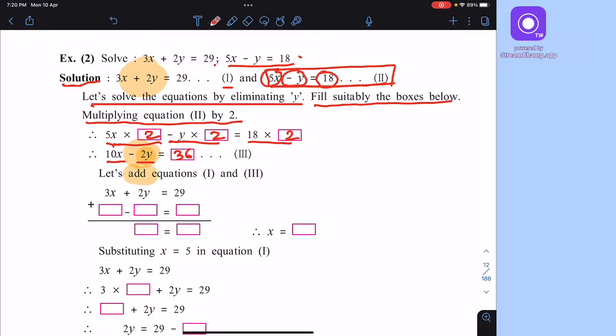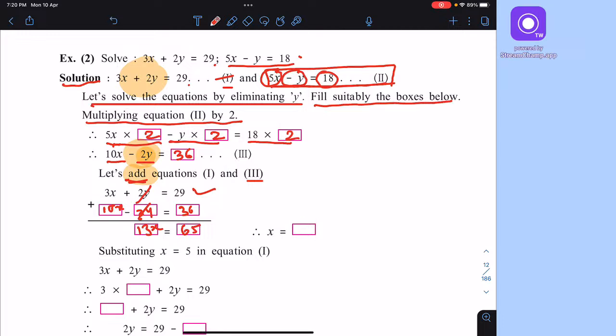So here first equation is 3x plus 2y is equal to 29. That is written here. And equation number 3 is 10x minus 2y is equal to 36. And they are saying you have to add. So by adding, 2y and minus 2y will cut. 3x and 10x will become 13x. And 36 and 29, 9 and 6, 15, carry over 1, 3 and 1, 4 and 2, 6.